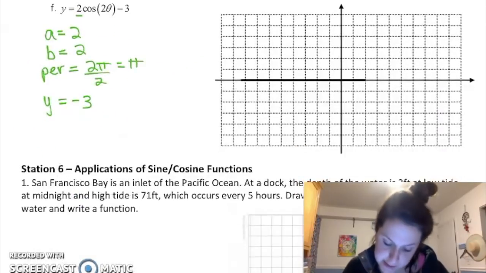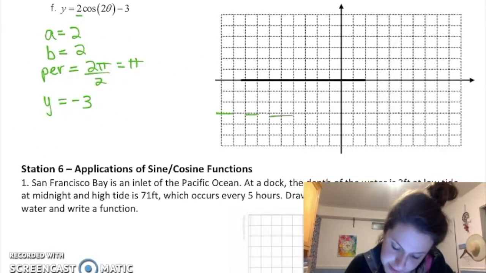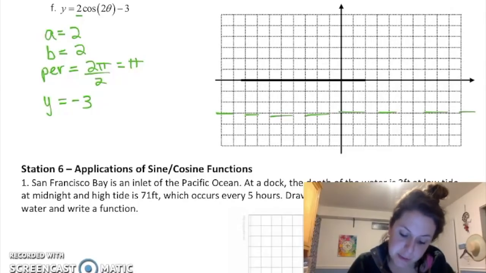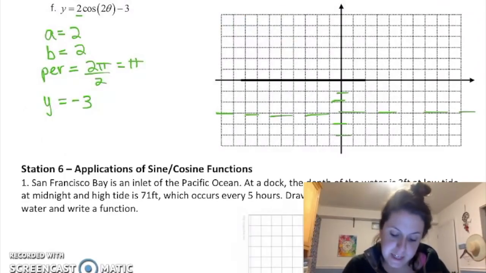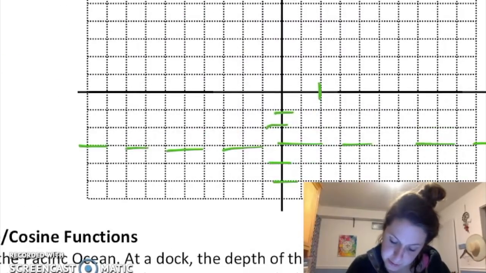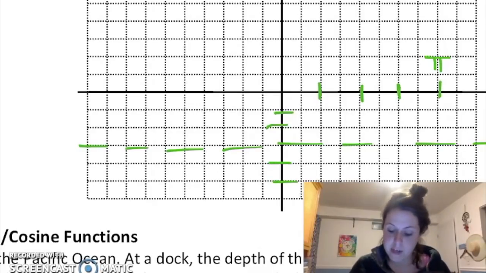So when I graph this, I'm going to start with my line at negative 3. My amplitude is 2, so the highest I will go is up 2, the lowest I will go is down 2, right? The period is pi, so when I count over 8 spaces, so 2, 4, 6, 8, that will be pi.